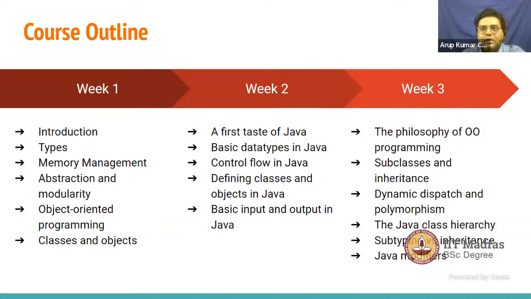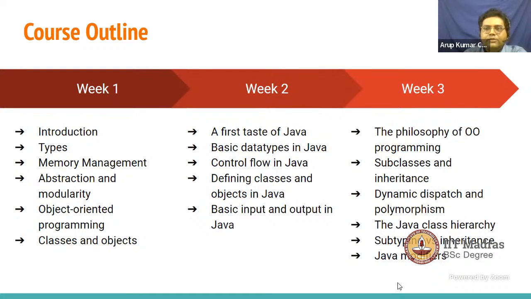Okay, so let us go to week 3. We'll start with the philosophy of object-oriented programming. We'll come to know how it is different from a structured programming language like C or that kind of thing, right? So we'll go for an understanding of the approach of object-oriented design.